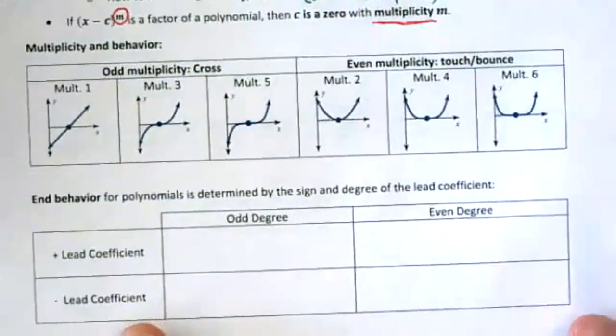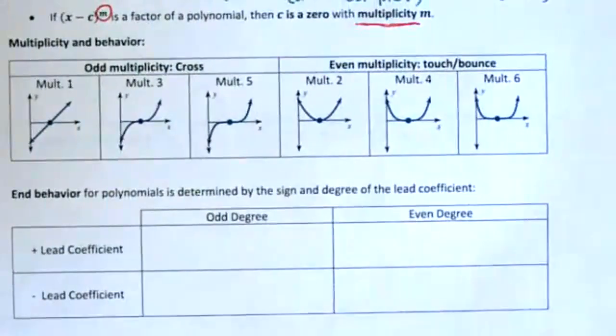So the rule is, well, let's do the dance first. Okay, so we're going to start off with positive lead coefficient and odd degrees. So your arms give me a flat function right now. Left-hand side is going down, right-hand side is going up. So this is positive lead coefficient, odd degree, okay?